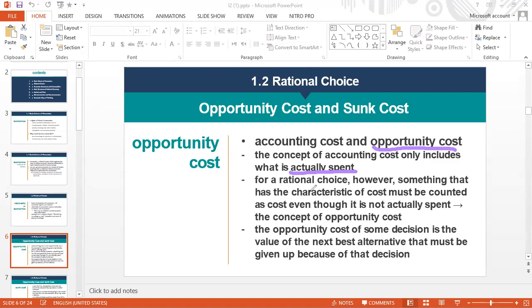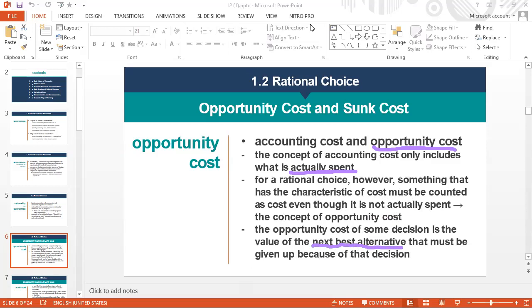So what's actually spent is accounting cost for a rational choice. However, something that has the characteristic of cost must be counted as cost, even so it's not actually spent. The concept of opportunity cost is a cost even if it's not actually spent. The opportunity cost of some decision is the value of the next best alternative that must be given up because of that decision. So because of that decision, we have a second best alternative, which is called opportunity cost.